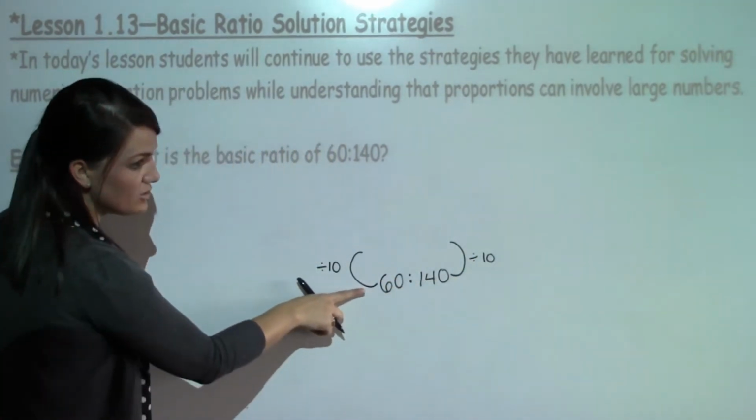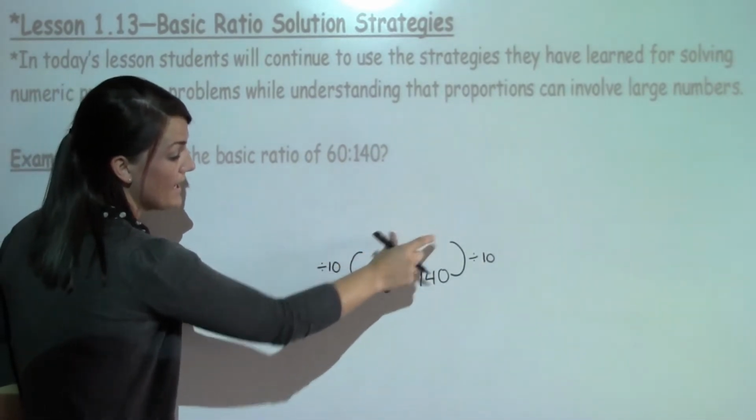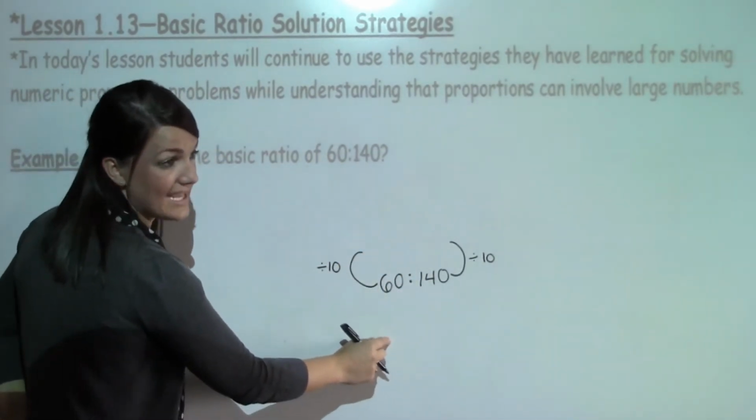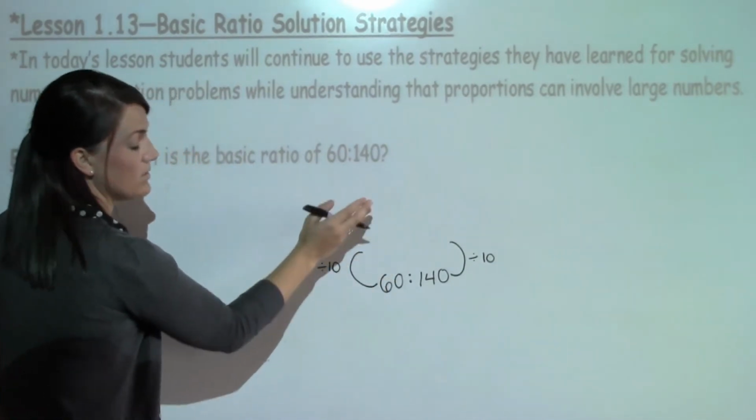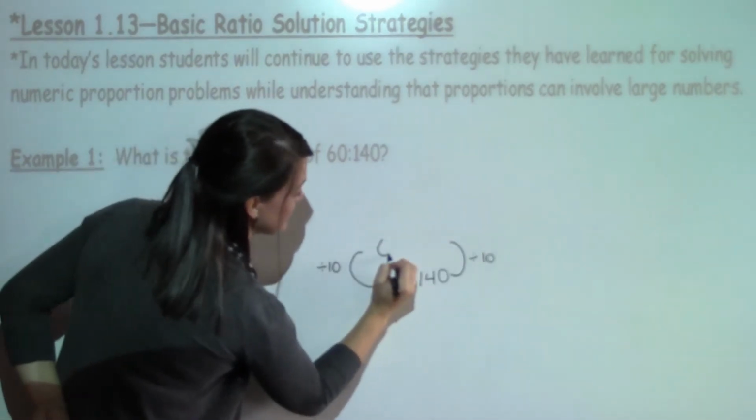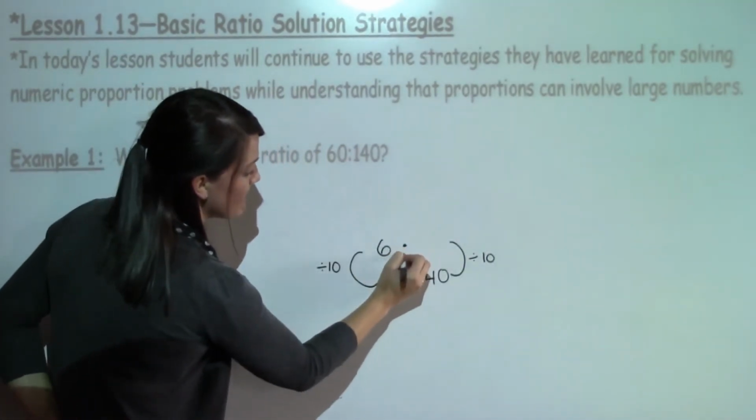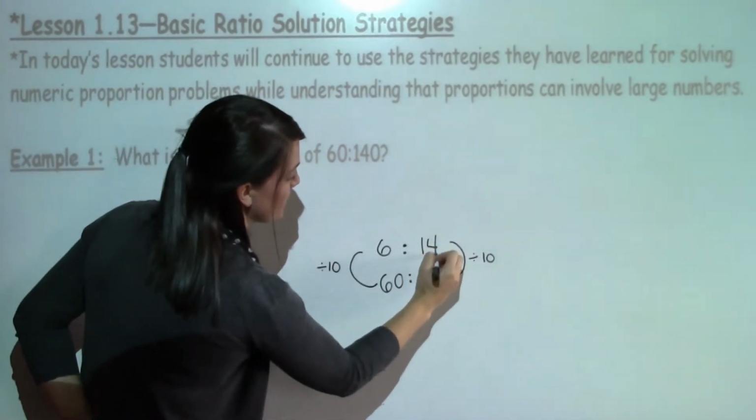Now, I'm drawing these loops on the side because if it was a smaller number, then it should be up top. As we go down in a table, we usually get larger. So because I'm getting smaller, I'm going to kind of curve this problem up. So 60 divided by 10 gives me 6. I still have my ratio colon symbol. 140 divided by 10 gives me 14.